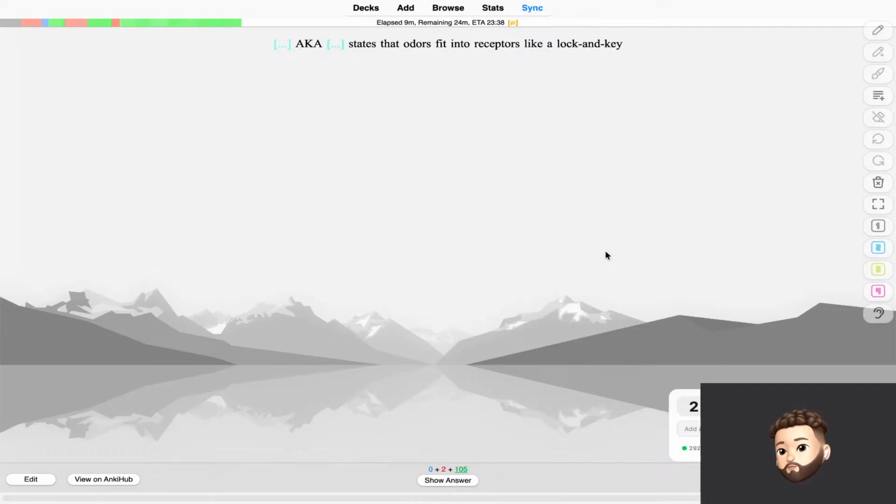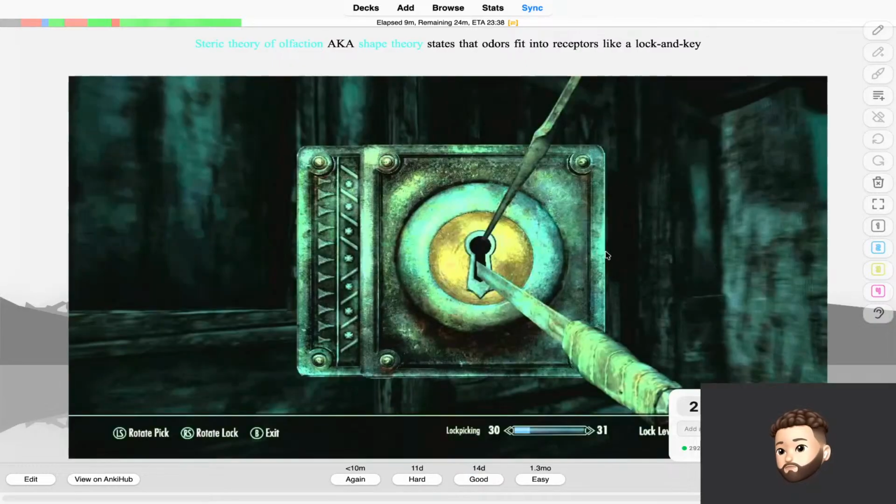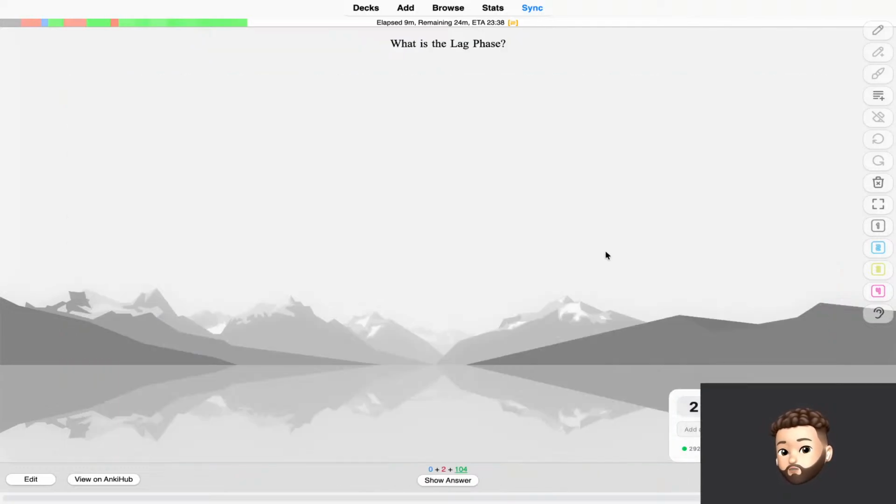Shape theory of olfaction or the stare theory. Damn, I had this inversed, but I still feel like that's more... I feel like that's right. Like, there's no other shape theory. So, lag phase is when the bacteria are getting adapted to their environment.